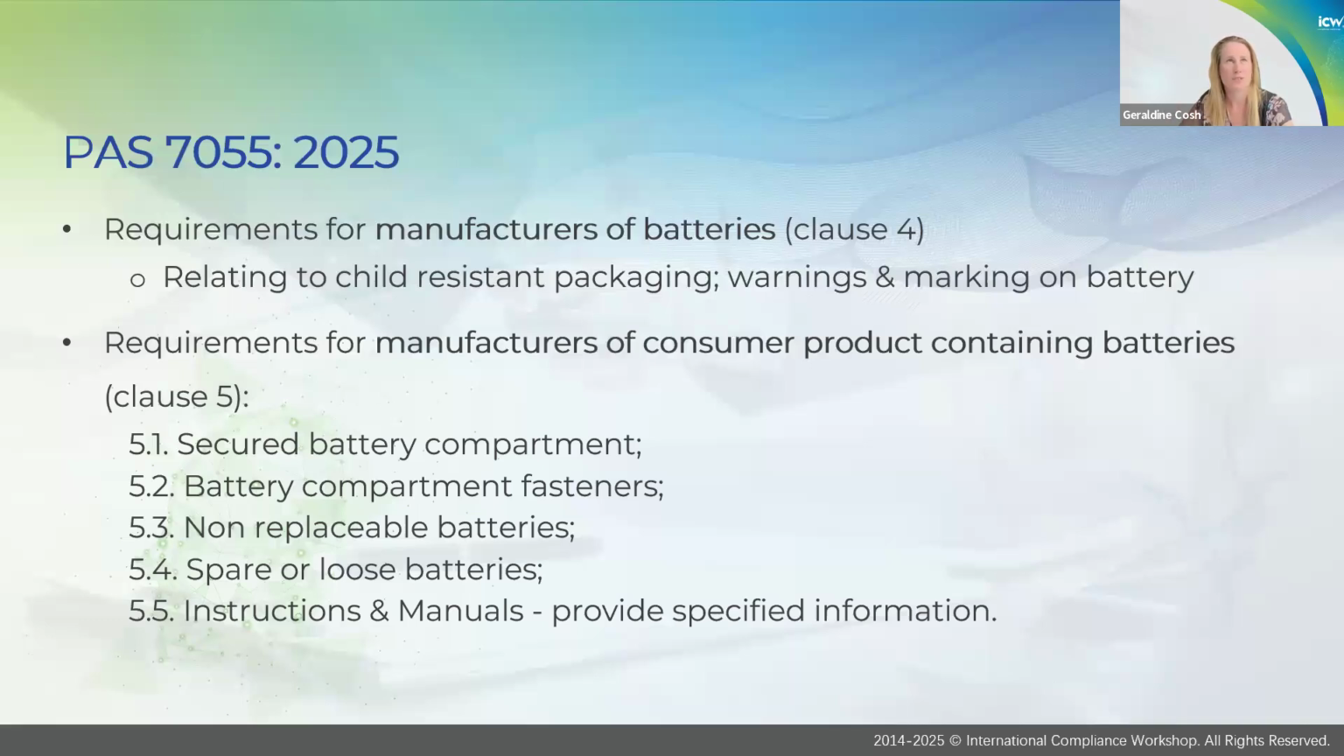Within PAS 7055, 2025, there are requirements for manufacturers of batteries. So that's specifically batteries on their own. That's clause 4, and it covers child-resistant packaging and the warnings that should be on there. And then there are requirements in clause 5 for manufacturers of consumer products containing batteries. So those products that have the batteries within them, what are the requirements?